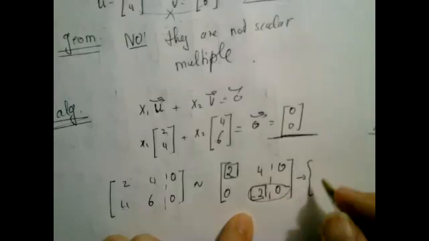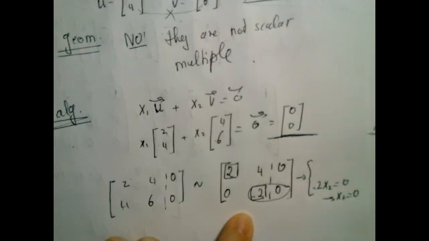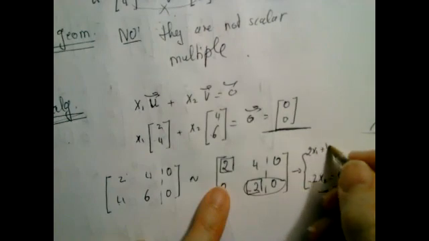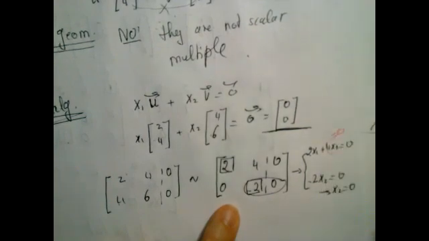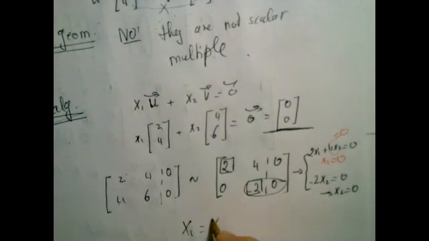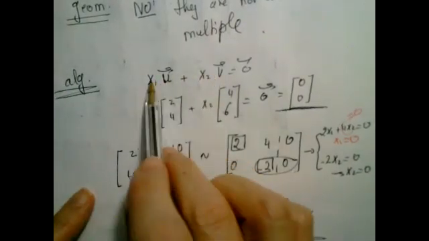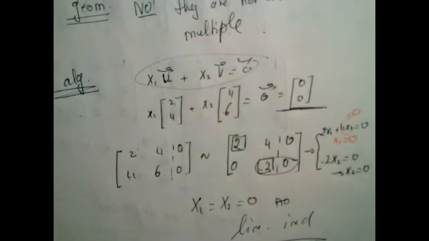This row will read minus 2x2 equal to 0, which gives me immediately x2 equal to 0. The first one will give me 2x1 plus 4x2 equal to 0, but x2 is 0. It means x1 equal to 0. So we get x1 equal x2 equal to 0. It means linearly independent, because there is no way I can put any numbers here except the zeros to make this equal to 0. So that's algebraically, and that's geometrically.